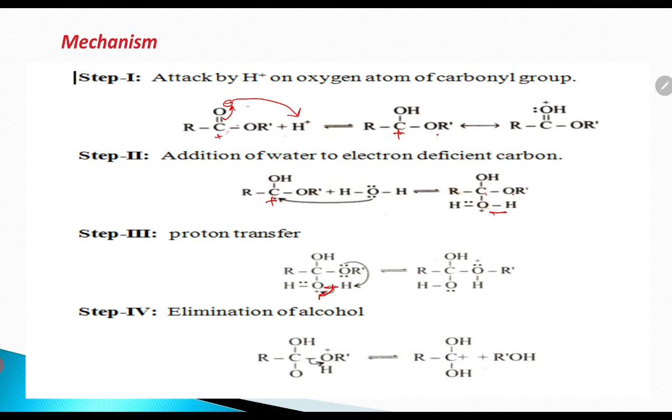Next, elimination of alcohol. See here, the alcohol is eliminated, that is H, this is the OH group of this one. These electrons are shifted in between this carbon and oxygen, and this alcohol molecule is lost, that is R-C-OH, ROH, the alcohol, is lost. Actually I am explaining this step here only. I have given it in the next step also, I will explain there.